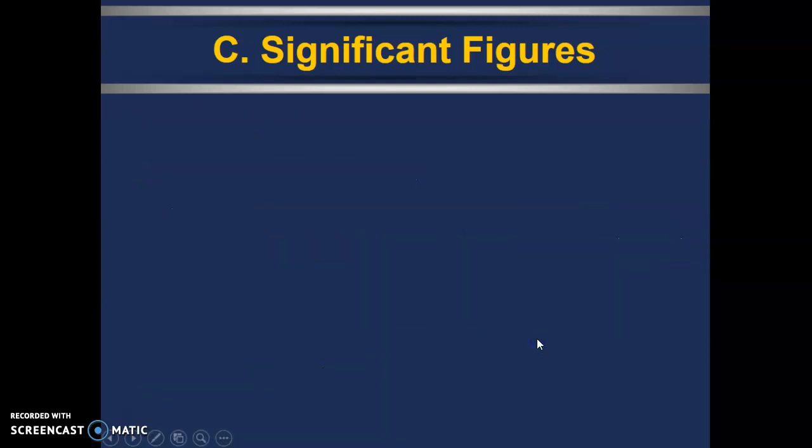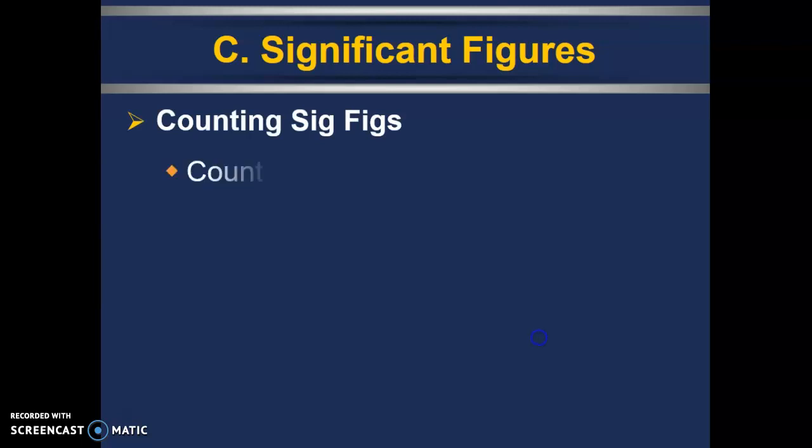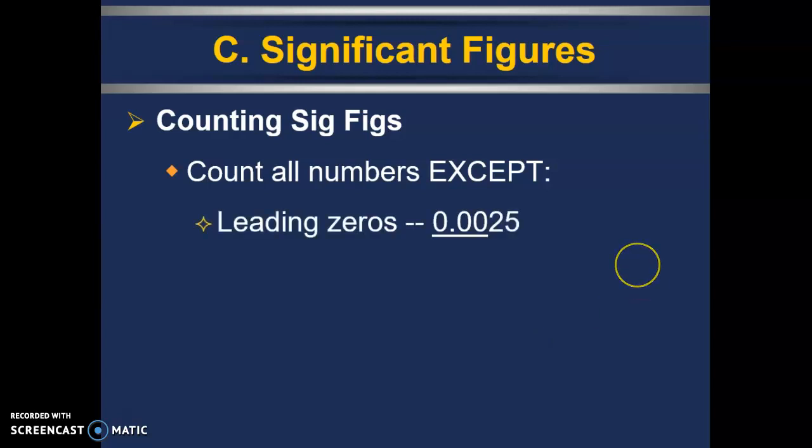All right, so how do we count sig figs? How do we know what is significant and what isn't? Okay, when we count sig figs, we're going to count all the numbers in a value except for the following: leading zeros. When there are zeros in front of numbers, they don't count. They are not significant. They are simply placeholders. Okay, so zeros in the front do not count.